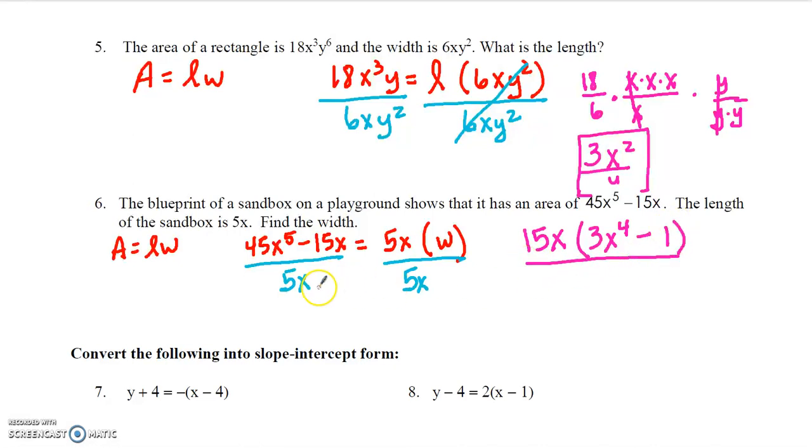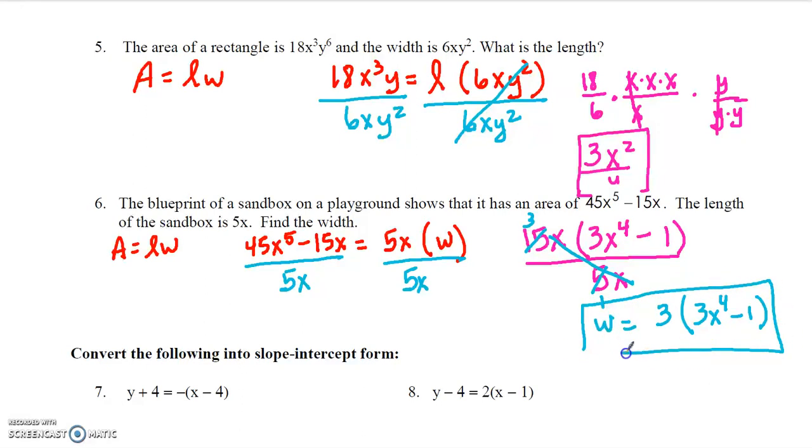And that's going to be over this 5x. And then simplify whatever you can. Well, we can see that 5 will go into 5 once. 5 will go into 15 3 times. And then my x's will cancel each other, just like they were canceling up here. So I am left with 3 and then a parentheses, 3x to the 4th minus 1. So that would be the width that we were looking for.